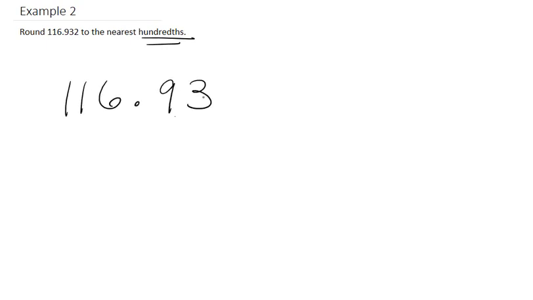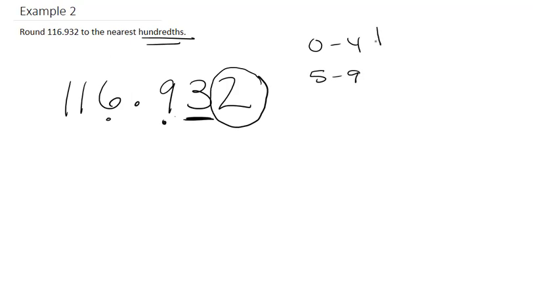Let's look at another example. Round 116.932 to the nearest hundredths. So let's write out this number. So we have the 6, which is to the left of the decimal, and that's our 1 spot. Then to the right of it, we have our tenths. Then we have hundredths. So let's underline that because that's what we're rounding. Now we look to the right of it to see if we round up or down. So we have our rules. 0 to 4, we round down. 5 to 9, we round up.